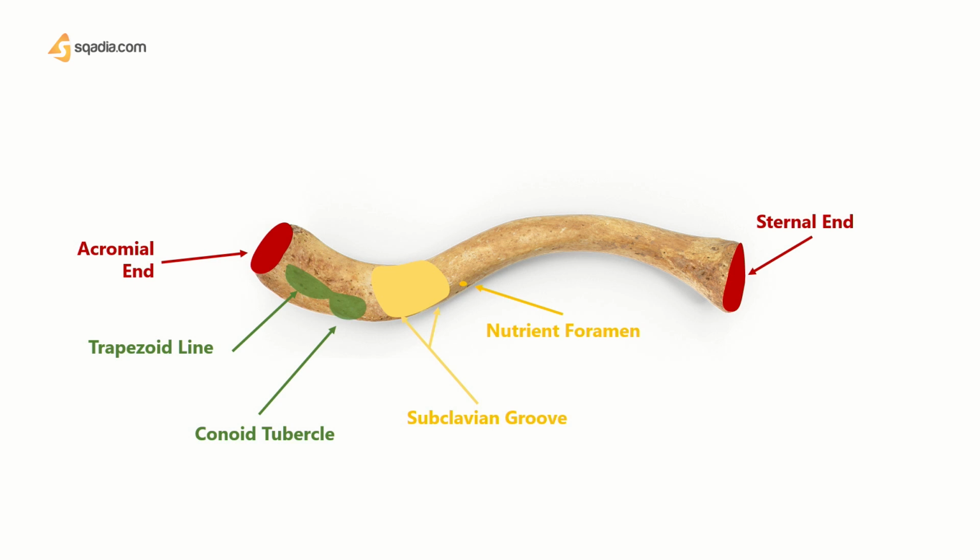Then there is a costal tuberosity giving attachment to the costoclavicular ligament, which attaches the clavicle with the first rib.